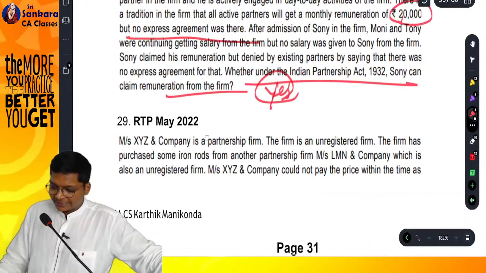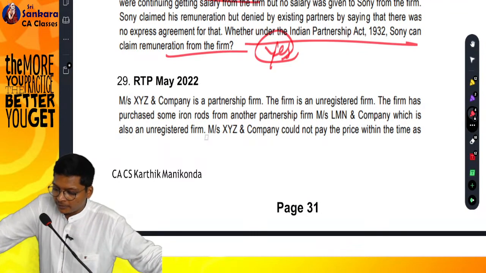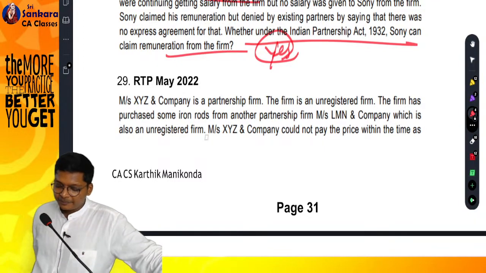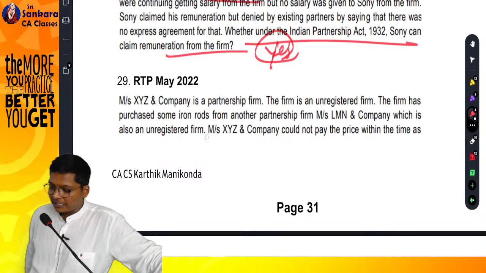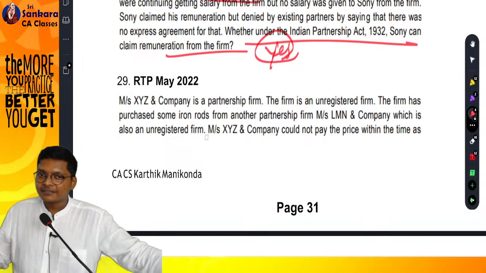Question 29. Let's read here first. XYZ and Co is a partnership firm. The firm is an unregistered firm. The firm has purchased some iron rods from another partnership firm, LM & Co, which is also an unregistered firm, dealing with each other.